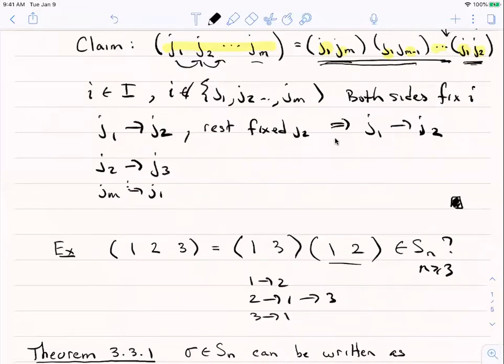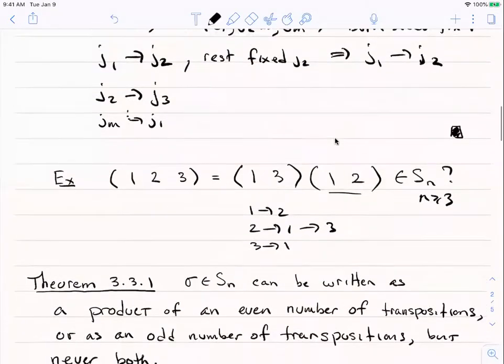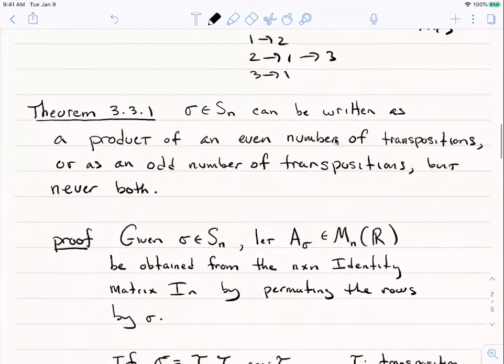All right? So every permutation can be written as a product of transpositions, and I've shown you how to do it. You take your permutation, you write it as a product of cycles, you take each one of those cycles, and you apply this recipe to write it as a product of transpositions. Cool. Okay.